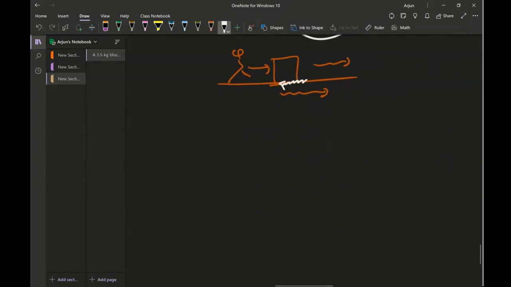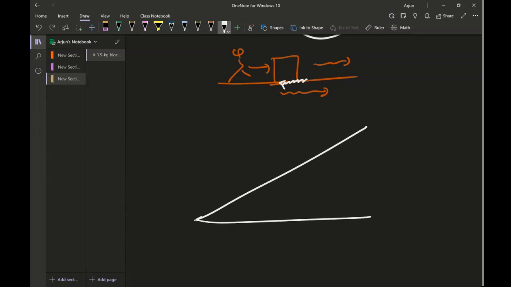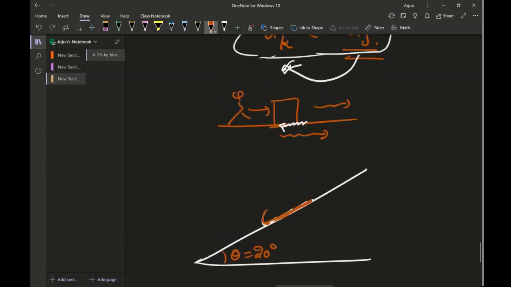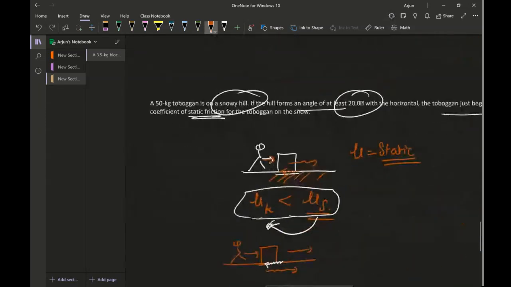All right. Now let's look into this question. So I'm going to draw the diagram for this question. The diagram will look like this. This is the toboggan. Let me change the color for the toboggan. And this makes an inclination of 20 degrees. Theta given to us is 20 degrees. And this is moving down the hill. Toboggan, let me re-look into the question.